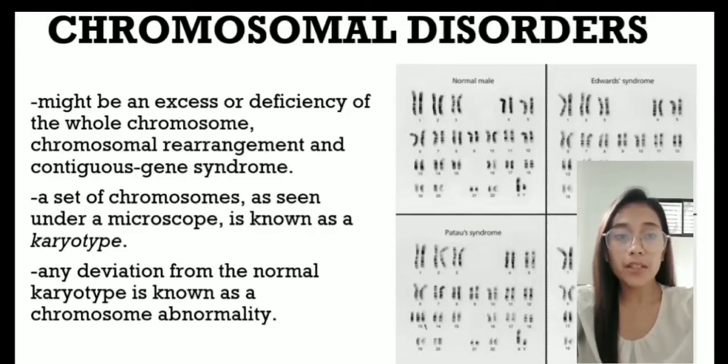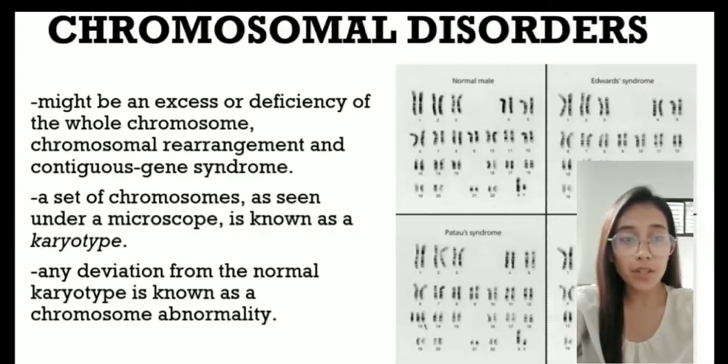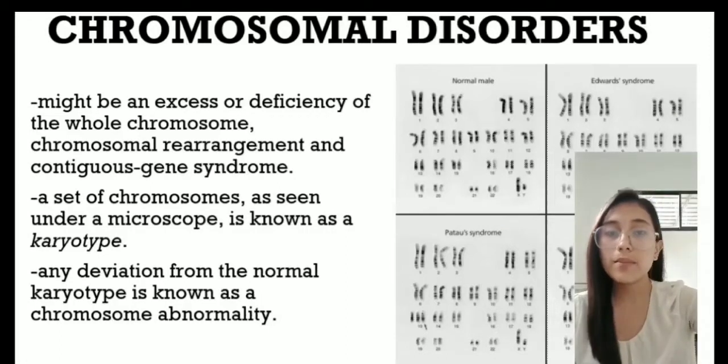A set of chromosomes, as seen under a microscope, is known as a karyotype. So, what is a karyotype? A karyotype is a test to discover and evaluate the size, shape, and number of chromosomes in a sample of body cells. Extra or missing chromosomes or abnormal positions of chromosome pieces can cause problems with a person's growth, development, and body function. Any deviation from the normal karyotype is known as a chromosome abnormality.